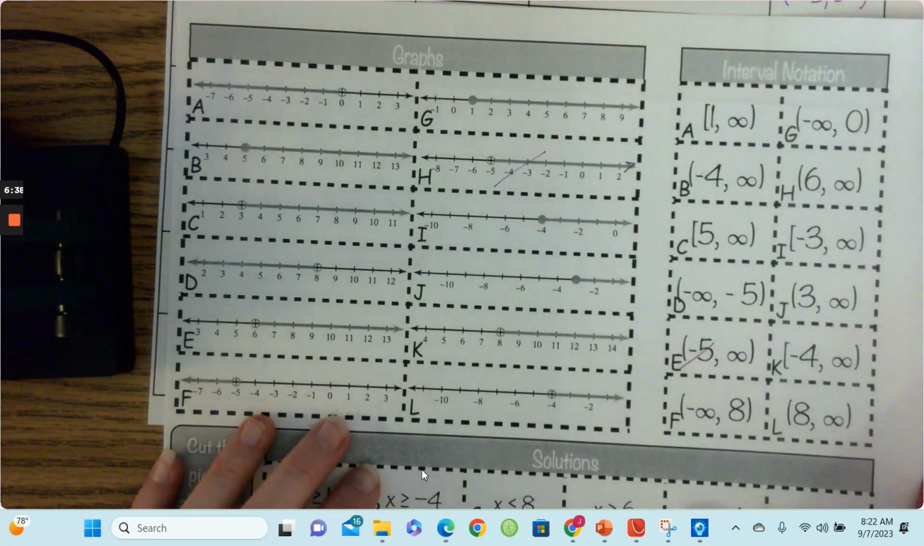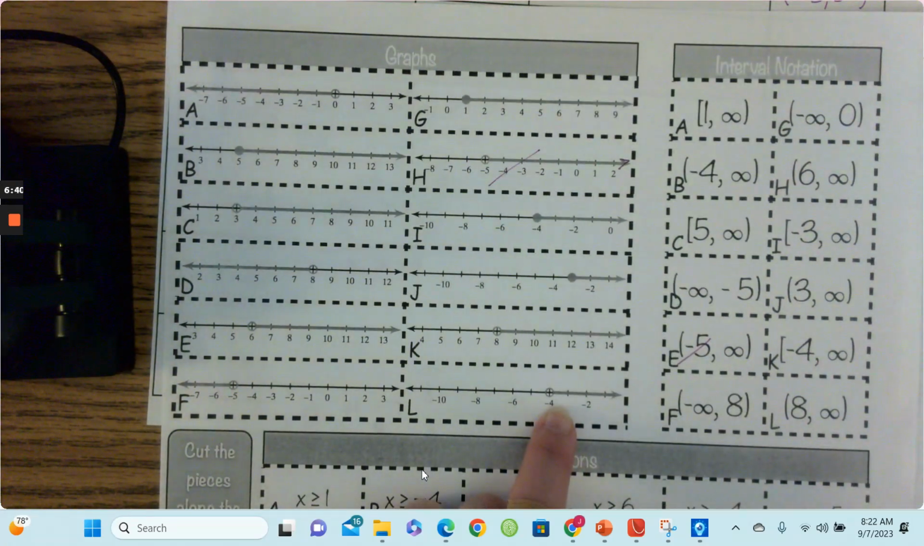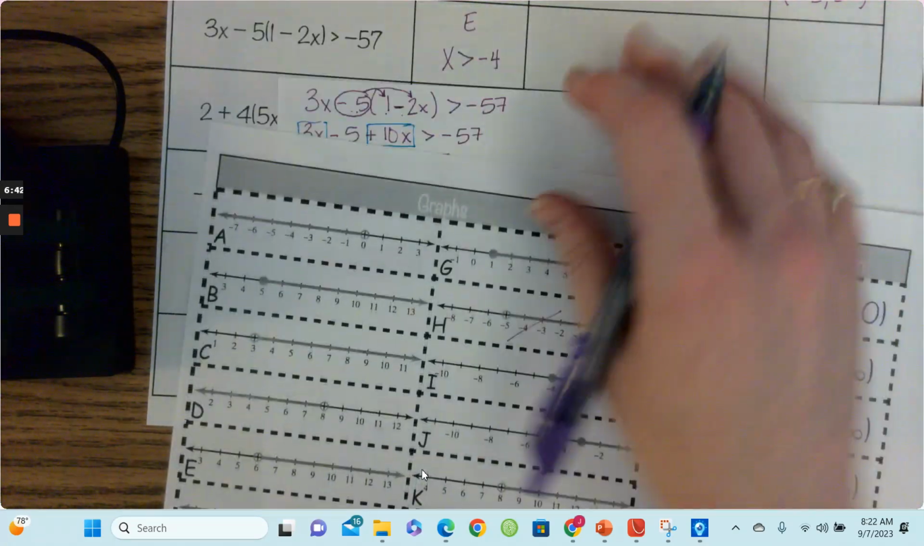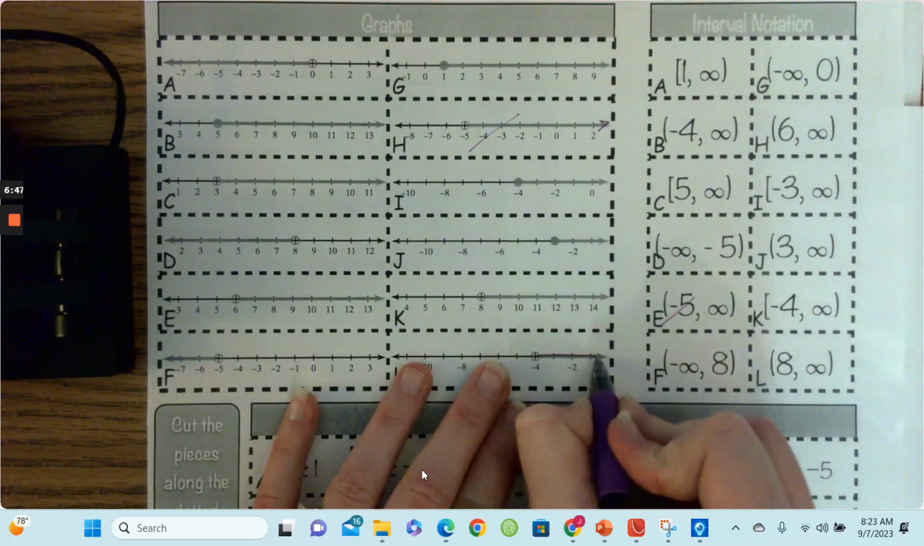Did we mess up? Oh, no, we didn't. L. And again, greater than. So all the numbers. So again, check your arrows, but L is correct.